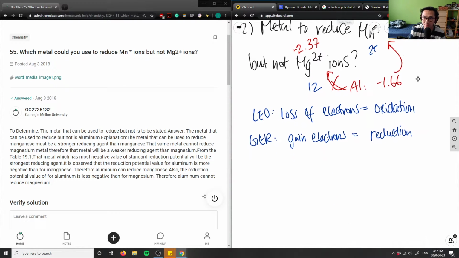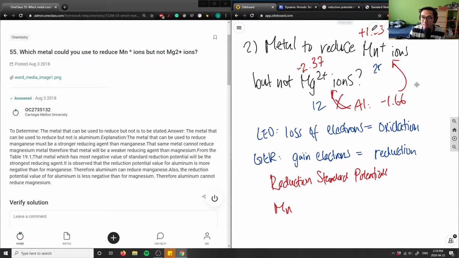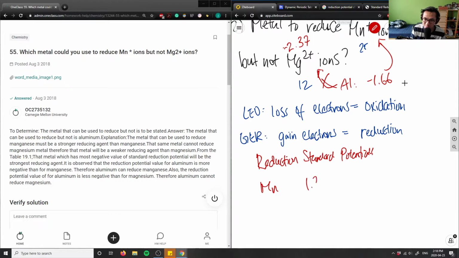The concept here is basically that if I was given a reduction potential table on a test, with manganese reduction standard potentials, manganese would be positive 1.23, and magnesium here is negative 2.37. Any metal that exists between these two points can reduce manganese, but not magnesium. If I were to pick one that is lower than magnesium, it would reduce both of these metals. So that's the topic of reduction standard potentials.